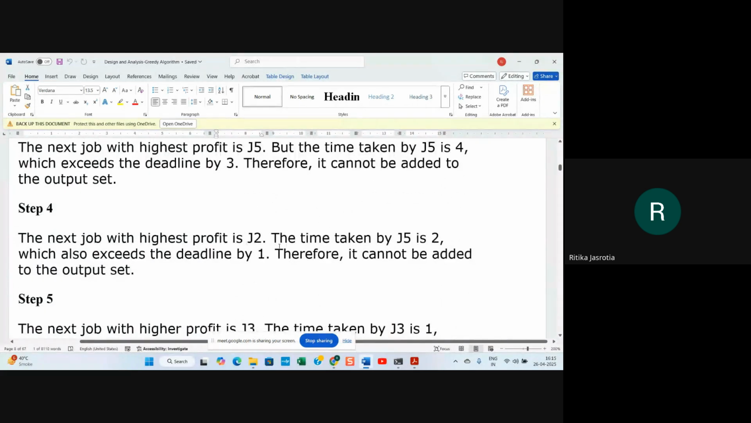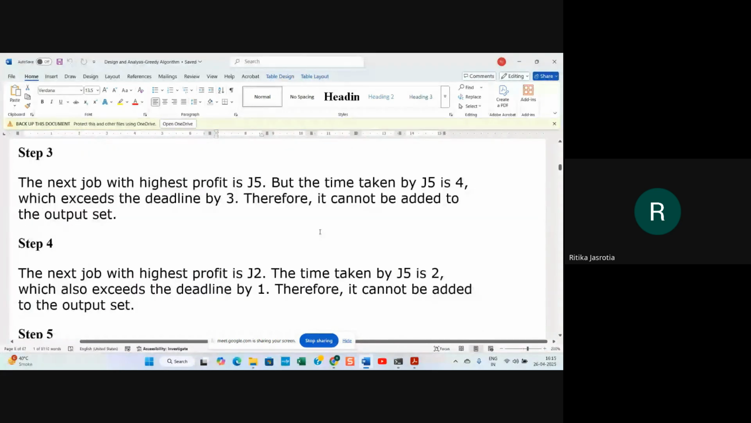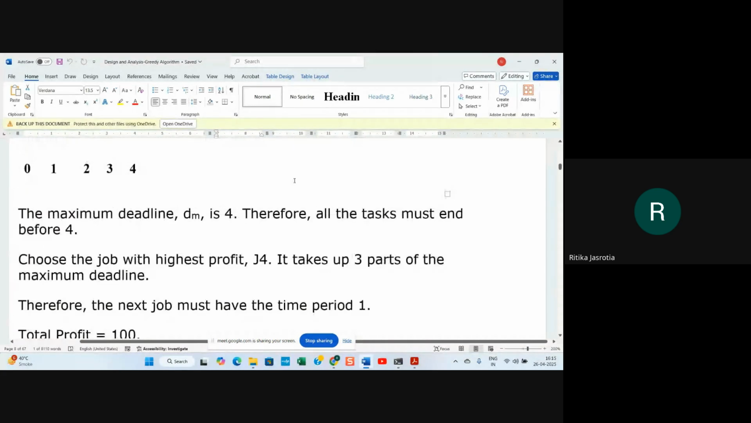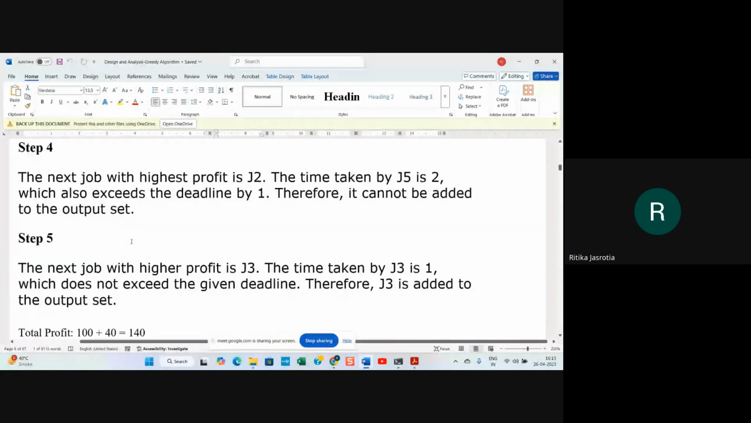Right, the next job with the highest profit is J2. So J2 is selected. The time taken by J2 is 2, which also exceeds the deadline by 1. Therefore it cannot be added to the output set, right?